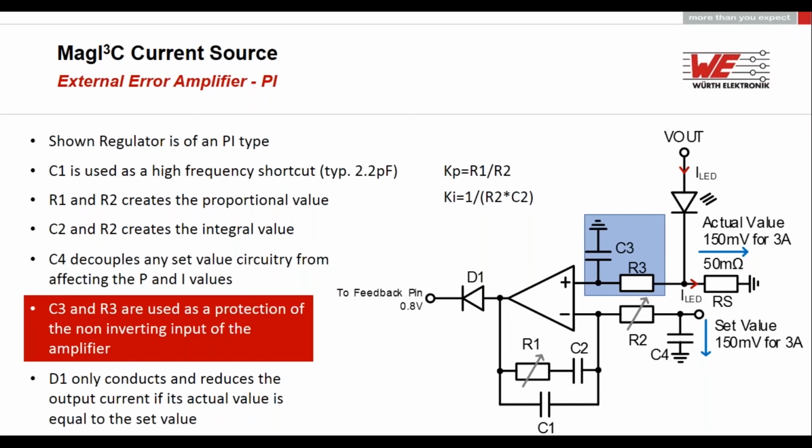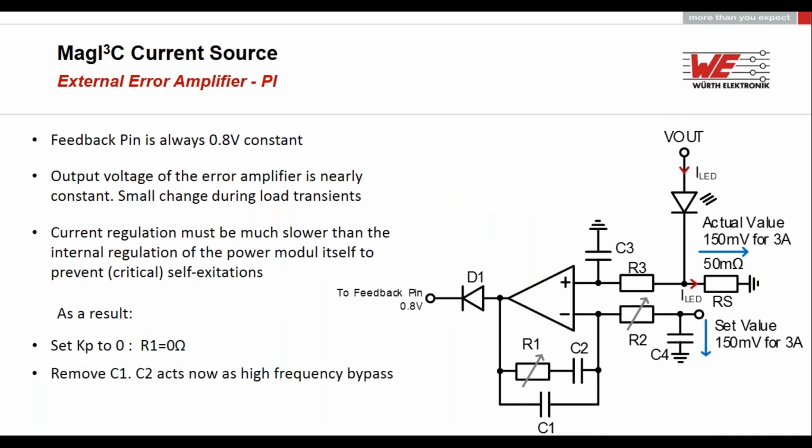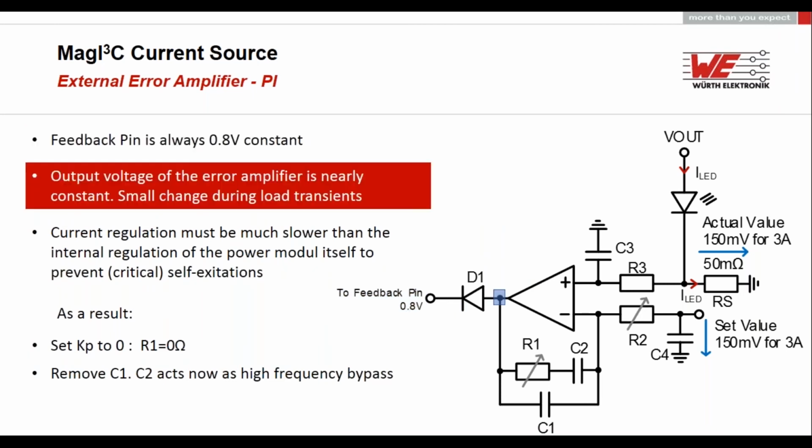C3 and R3 are used as a protection of the non-inverting input of the amplifier. The drawback when you use this is it will delay the actual value of the current. The diode D1 only conducts and reduces the output current if its actual value is equal to the set value. The feedback pin is always 0.8 volt constant because it's regulated by the power module itself. The output voltage of the error amplifier is nearly constant, with small change during load transient.